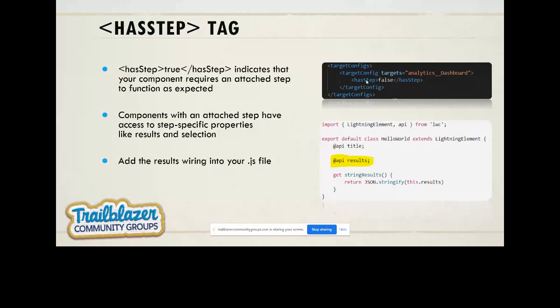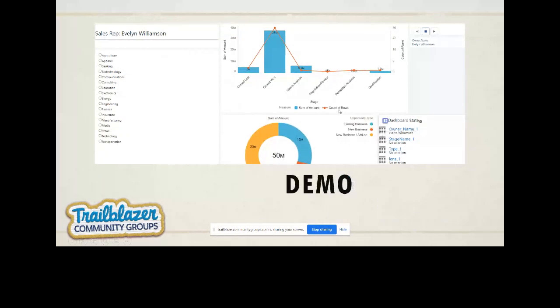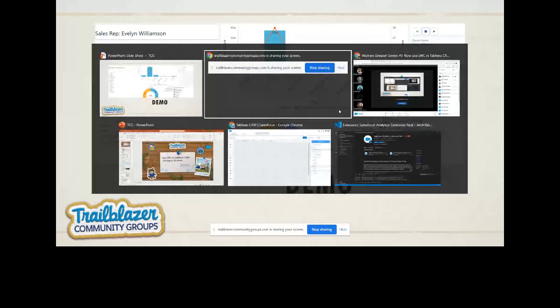Components with an attached step have access to step-specific properties like results, as you see here, at API results. So we get the results returned by the query into this variable. Okay, let's see some LWCs in action for this.